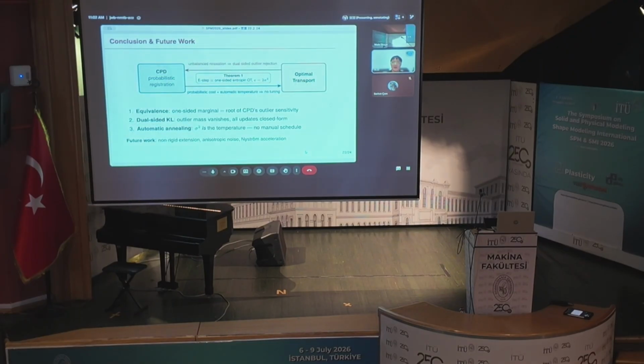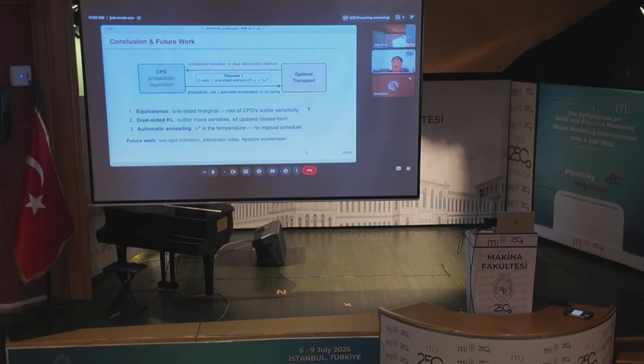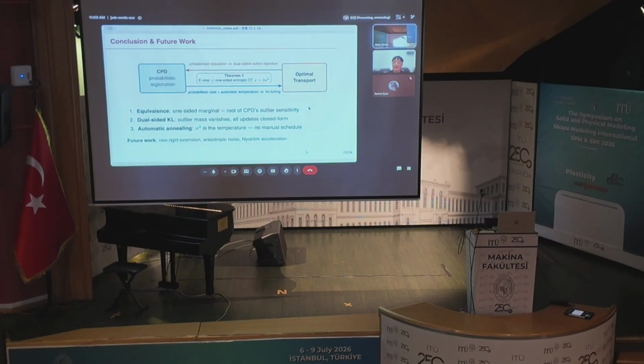And then the conclusion. First, this will build a bridge between CPD and optimal transport. Plus, the third one expands CPD's bills, and one set constraint both outliers to keep the mass. Second, the base is simple. We use scale energies on both sides. Then the optimized mass goes to zero, and variance step still closed form. Three, the variance is the temperature, so the annealing is automatic and there is no tuning.